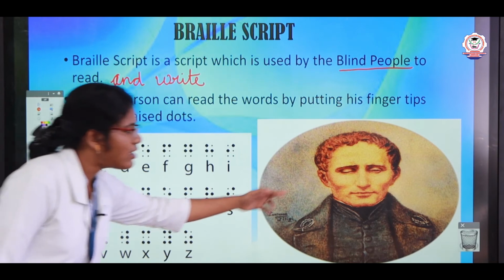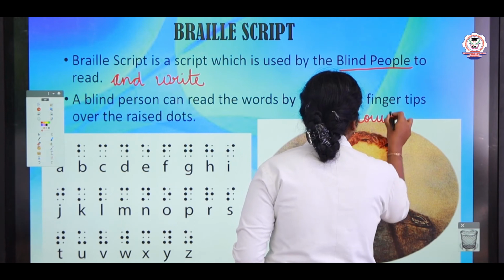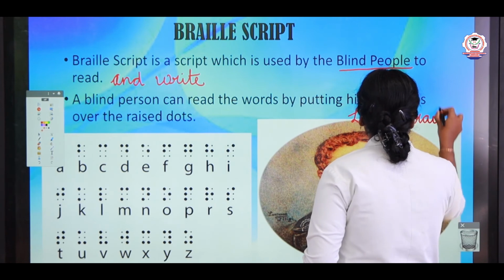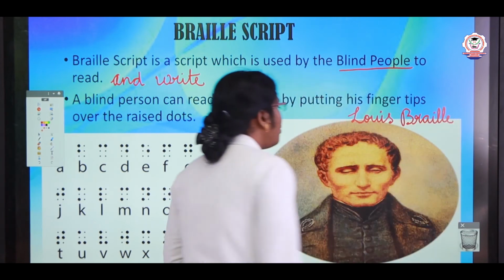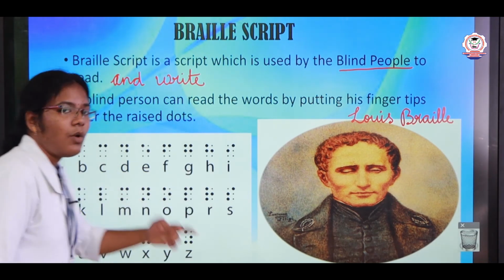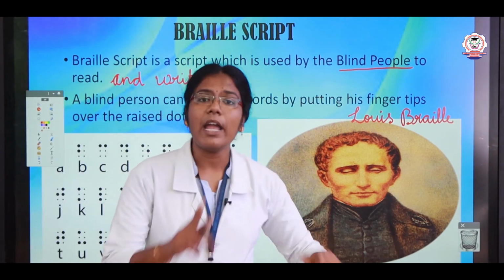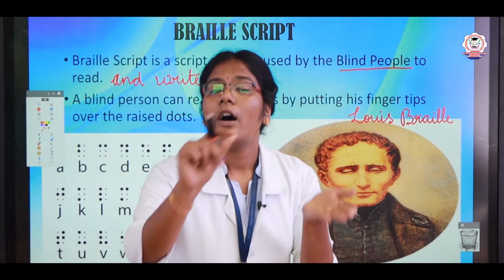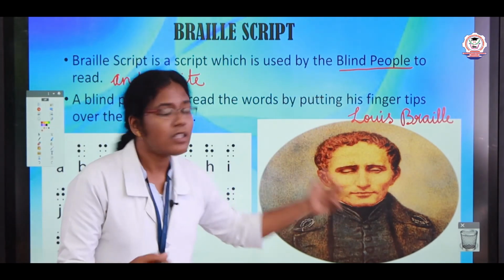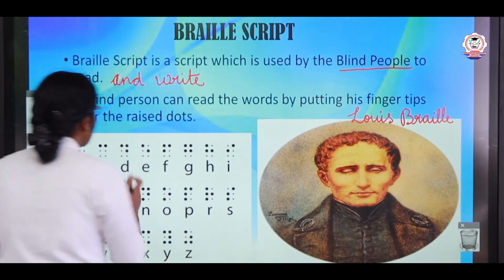See the picture, children. L-O-U-I-S, Louis Braille. B-R-A-I-L-L-E, Braille. He invented the Braille Script. A blind person can read words or messages by putting his fingertips on the raised dots. Just see this picture, children.